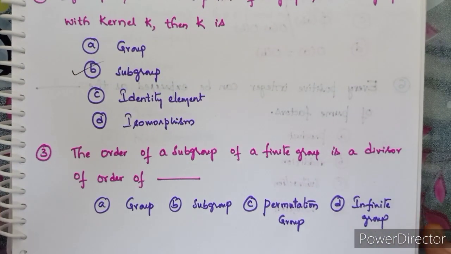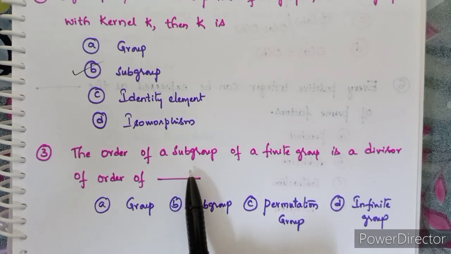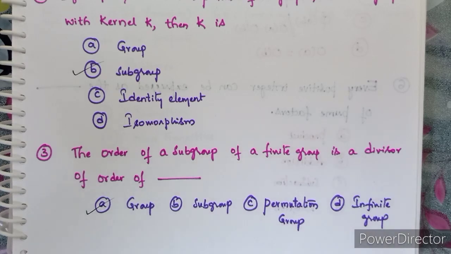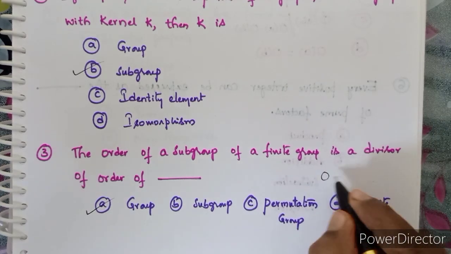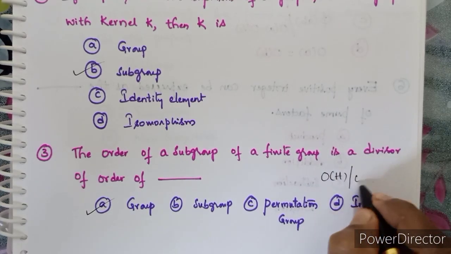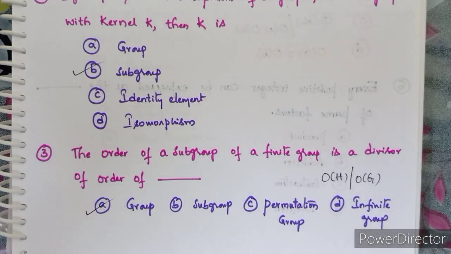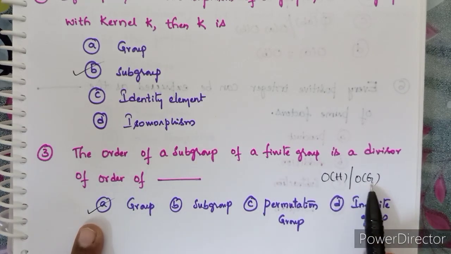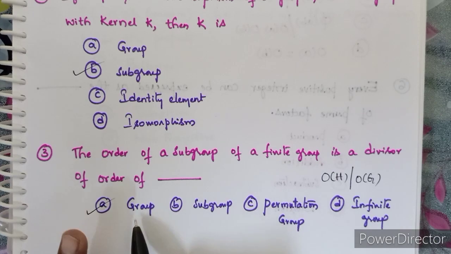Third question. The order of a subgroup of a finite group is a divisor of the order of the group. This is Lagrange's theorem. We know the order of a subgroup of a finite group divides the order of the group, so option A is correct. The given options are A, group; B, subgroup; C, permutation group; D, infinite group.